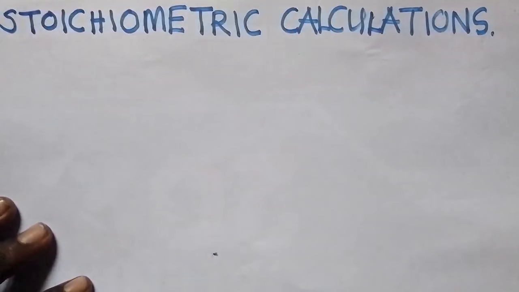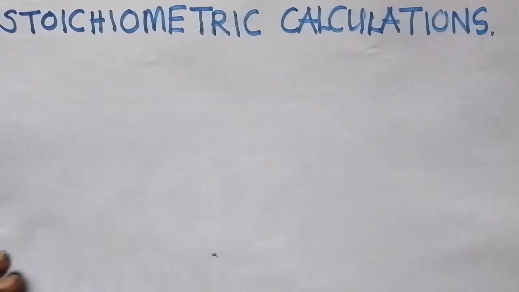Today we are starting stoichiometric calculations. We are going to talk about all the calculations that are involved under this. This is where you get to find the mole concept, limiting reagent, percentage yield. Here we are going to start with the mole concept. This is our first lesson.